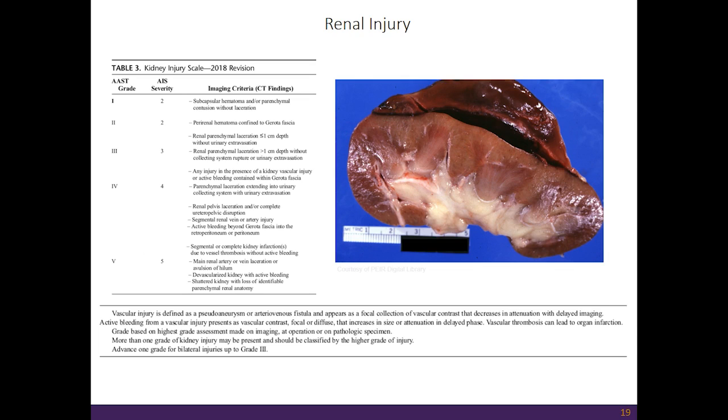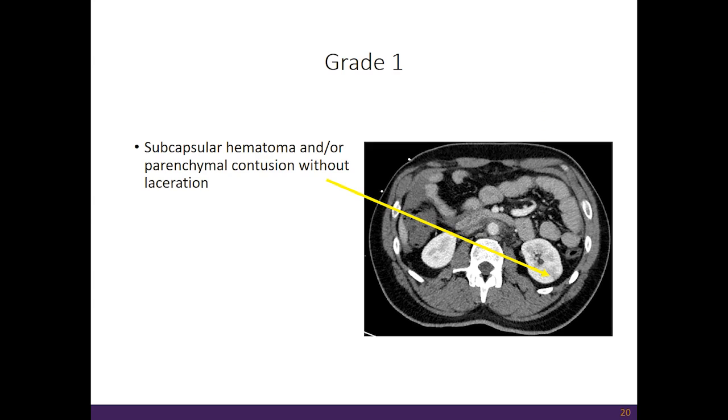So with that, we're going to turn to renal injuries. Again, the grading classification is very similar to the other solid organs we just discussed. So a grade 1 is going to be a subcapsular hematoma and/or parenchymal contusion without laceration. You can see this focal area of hypoattenuation in the posterior aspect of the left kidney. It's barely perceptible. So that is a small subcapsular hematoma.